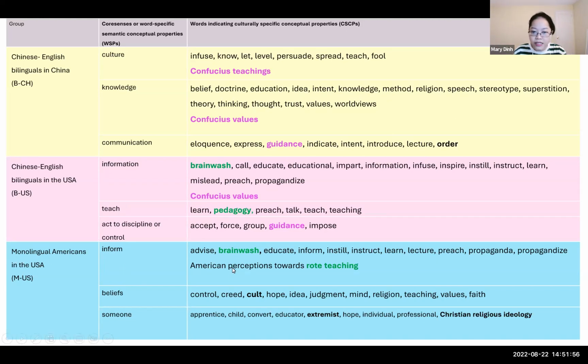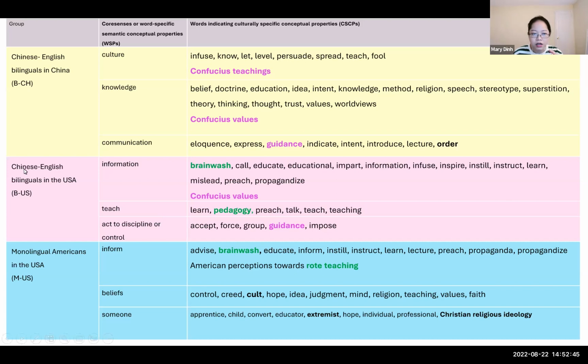When you look at the monolingual, you will see that brainwash appears, but definitely no Confucius teaching, right, in their cultural specific conceptual properties. They also align with the Chinese bilingual in China. They also think that this is a concept to inform and show that you pass your belief to somebody. However, they also think of something salient in the American mindset, someone that can be a dictator or extremist, or related to Christian missionary, Christian religious ideology, and it carries a negative meaning, like rote teaching and brainwash.